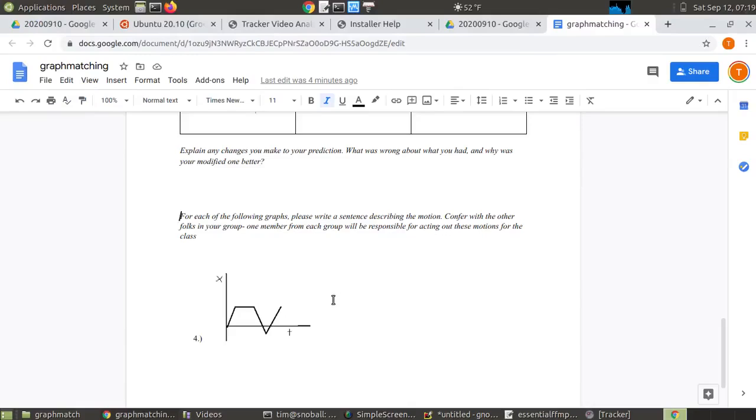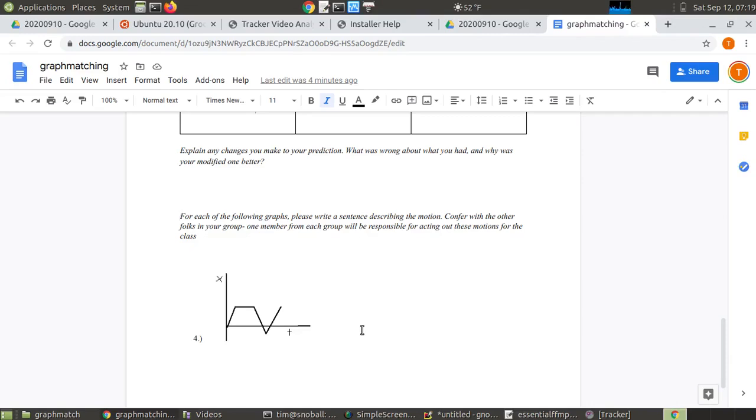Okay, so now we're going to go in the opposite direction. We're going to give you guys several graphs, and you're going to be responsible for writing a sentence describing what the object in each case is doing. You're then going to confer in your groups and make sure you all agree, because one person from each group, and you guys get to pick who in each group, is going to come up and demonstrate each of these motions, act it out in class.